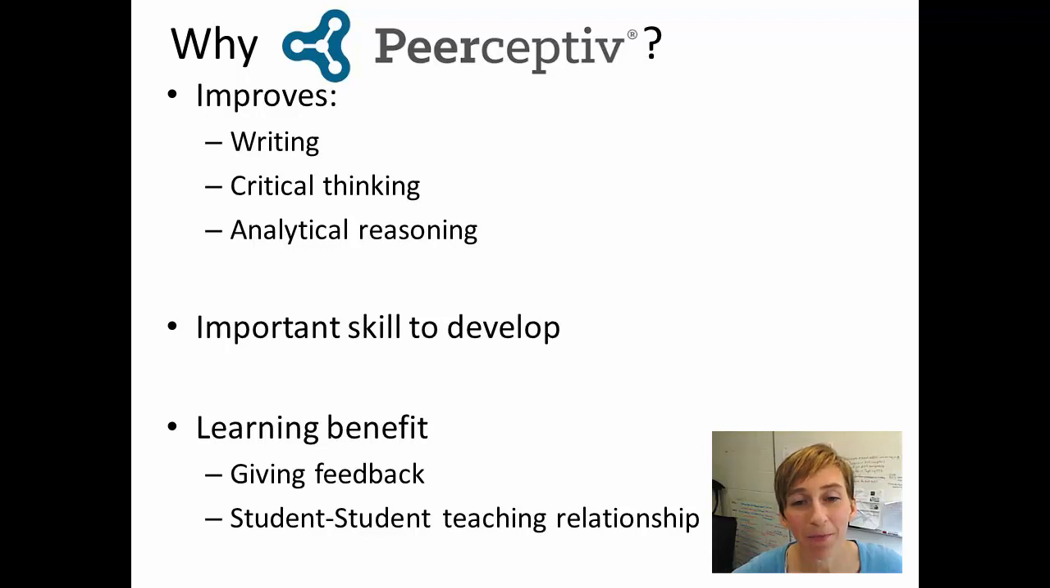So why are we using Peerceptiv? Peerceptiv will allow us to create a community of learners in which we all can help each other to improve. As you work through the process of reviewing your own and your peers' writing, you will improve your writing skills, your critical thinking skills, and analytical reasoning skills. These are all essential skills to develop regardless of which field you pursue for a career or what you do after college. The Peerceptiv system requires that you be an active participant in the learning process, providing feedback and engaging in a student-to-student teaching relationship, capitalizing on the truth that you learn something best when you have to teach it yourself.